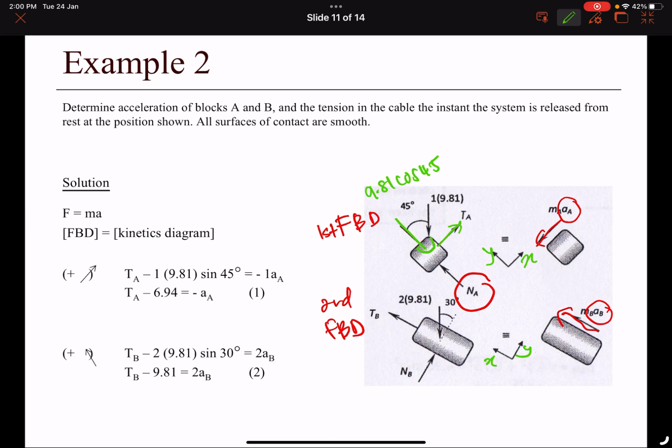Okay, right, and then you have this one, sine 45.